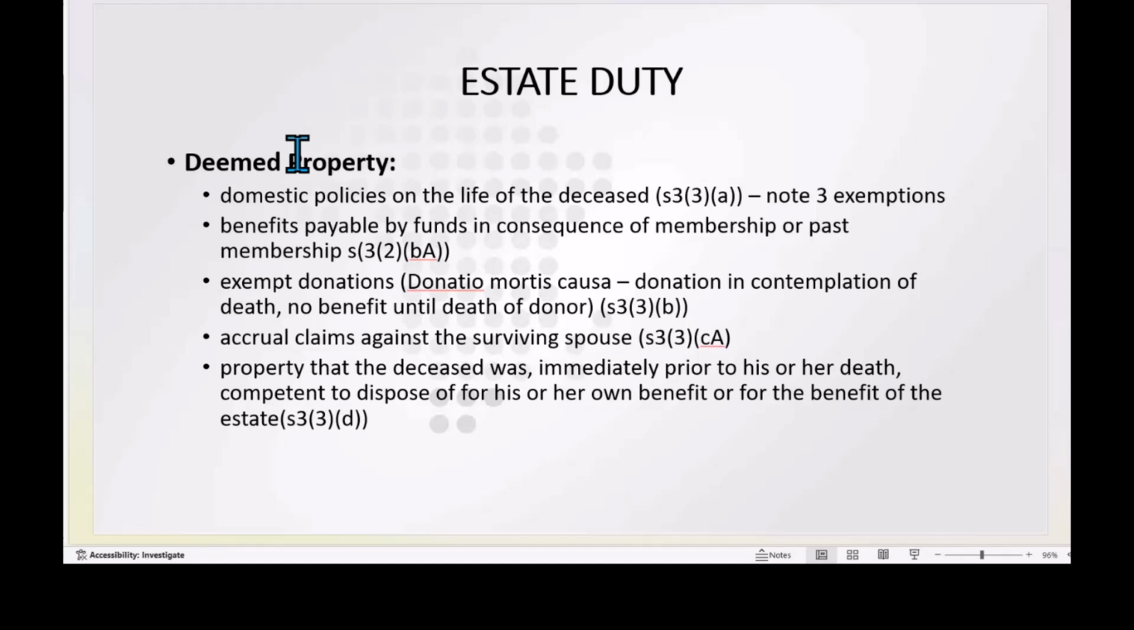Exempt donations, any donations that you made when you found out that you're dying or in contemplation of your death, those donations would then also be seen as part of your deemed property. Any accruals that you can claim from your surviving spouse will also be part of your deemed properties. Any property that the deceased could have sold or disposed of just before they died would also be seen as part of your deemed property. And any benefits that were payable in consequence of a membership or past membership. So these are specifically seen as deemed property in terms of Section 3.3, but anything else that you own will be your property in terms of Section 3.2.